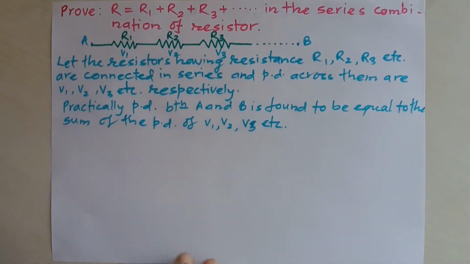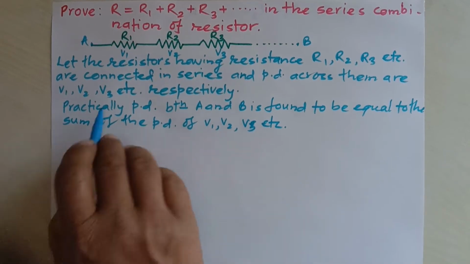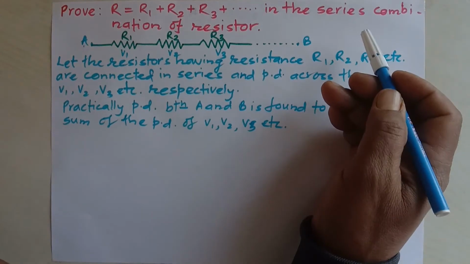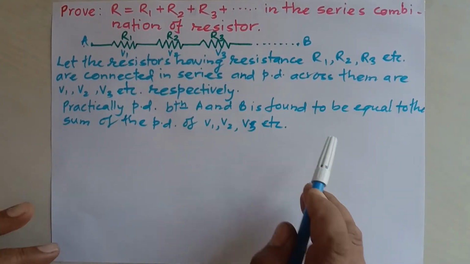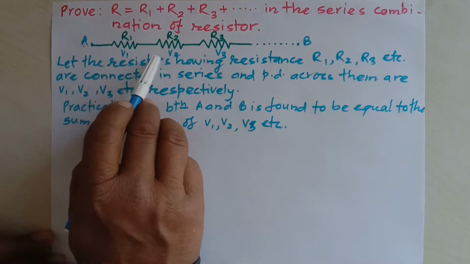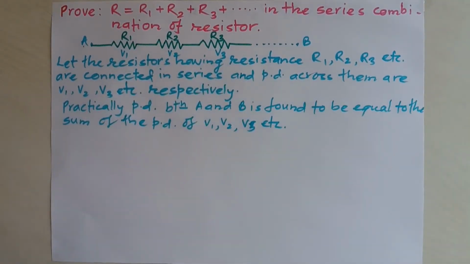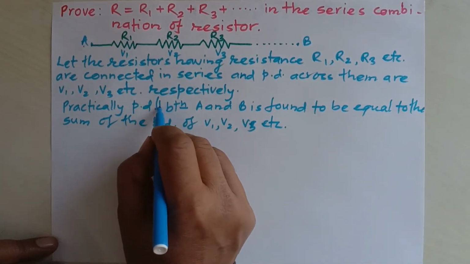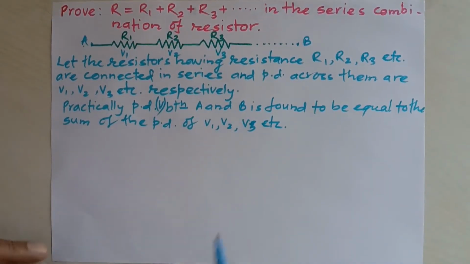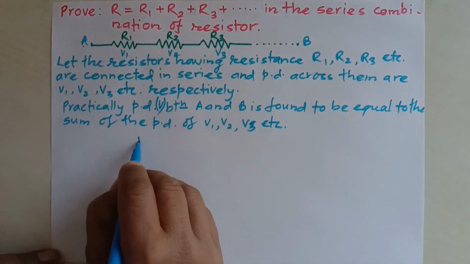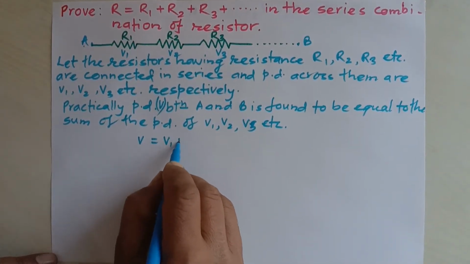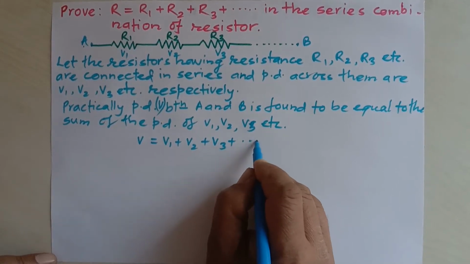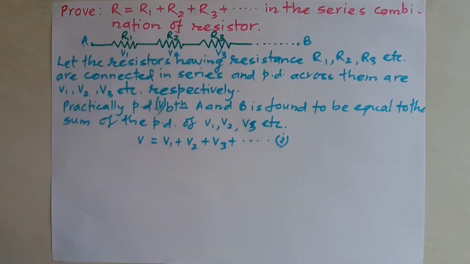Why I said practically: if the potential difference between A and B is, let's say, V, then this is found to be equal to V1 plus V2 plus V3 and so on. That's why I'm writing it this way. The PD between A and B is taken as capital V. So we can write V equals V1 plus V2 plus V3 plus so on. This is equation number 1.